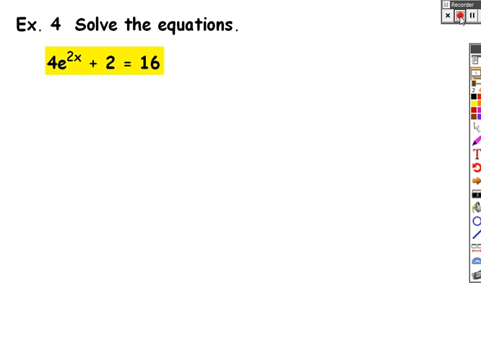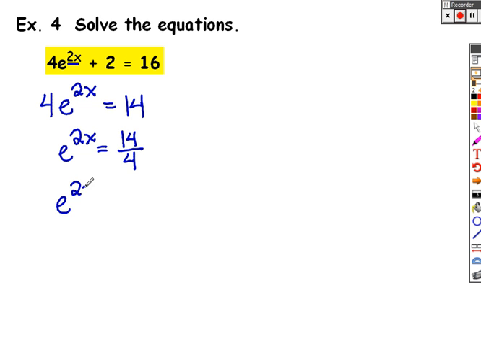Now 2 last examples. Let's look at solving a couple equations. The first one, I want to free up x in the exponent and the base is e. So if x is in the exponent, I'd work by getting rid of everything that's not attached to that x term. So let's subtract 2. Let's divide by 4. So e to the 2x would equal 14 divided by 4, or that would be 3.5.